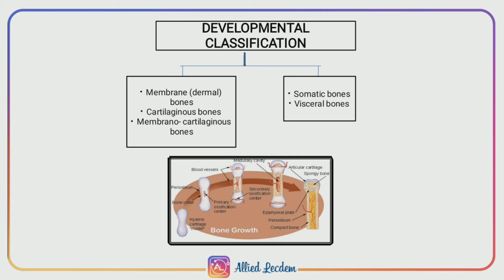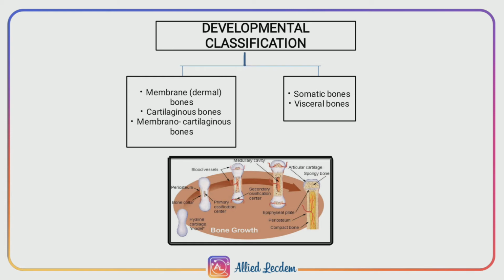Next is the combination of both, that is membrane and cartilage. They ossify partly in membrane and partly in cartilage. Example is clavicle, because the sternal end ossifies by endochondral ossification while the rest of the bone ossifies by intramembranous ossification.